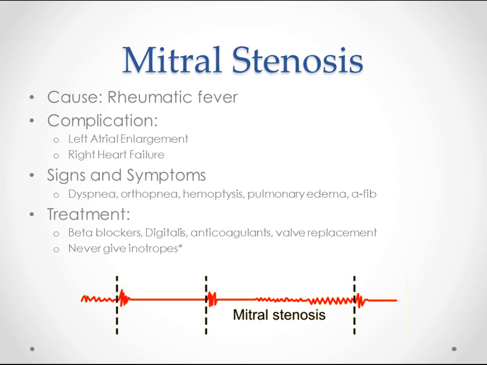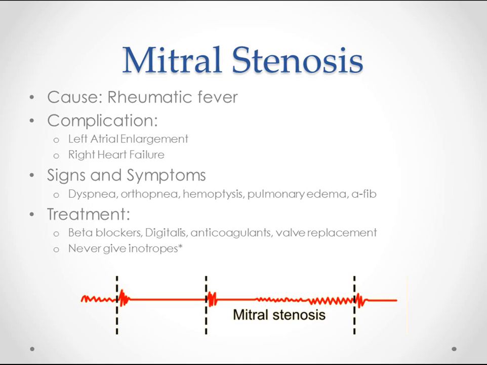So for treatment, I'm going to be honest here and say that I'm not quite sure about this. I read the UpToDate article because in the review material I was looking at, it said to never give inotropes. But I've always understood digoxin to be an inotrope. So it lists in the review material that you give beta blockers, digoxin, anticoagulants, and valve replacement.